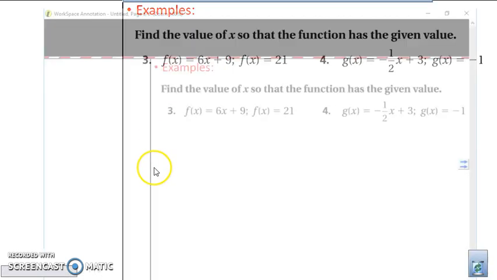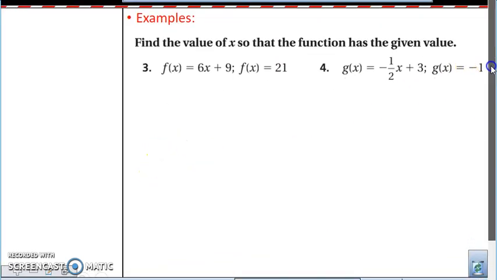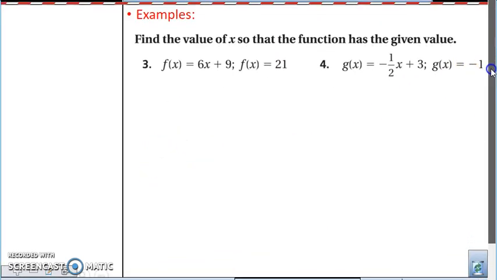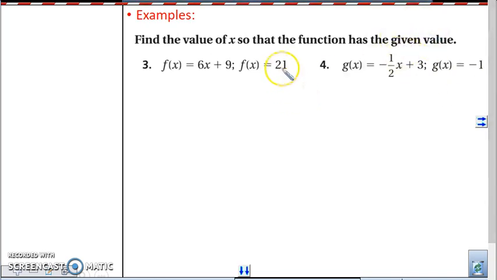Alright, example 3. Find the value of x so that the function has the given value. Okay, find the value of x. This time it's flip-flopped. Okay, you see how it says f of x equals? That just means y equals 21. So we're going to plug in 21 for f of x. So 21 equals 6x plus 9.